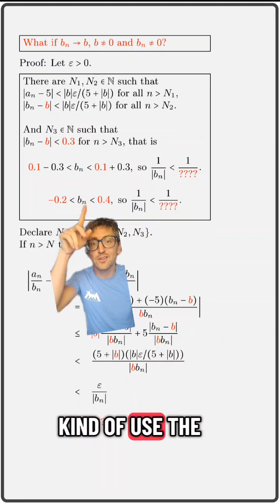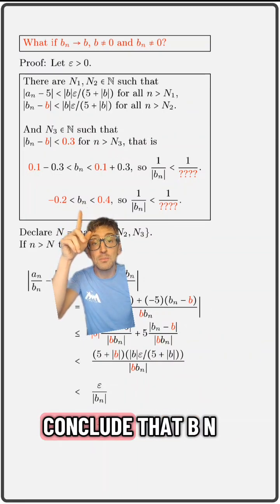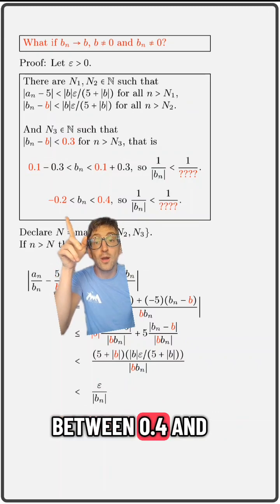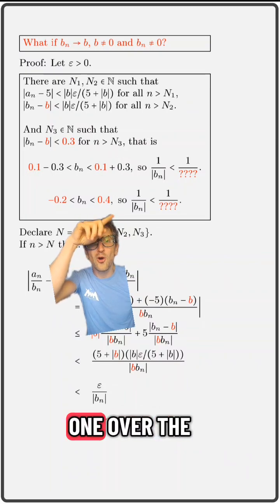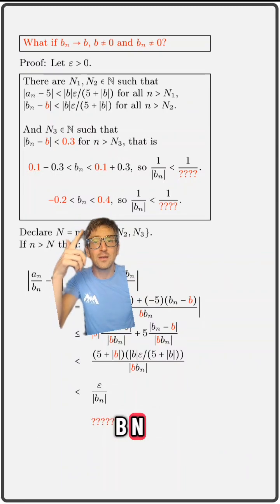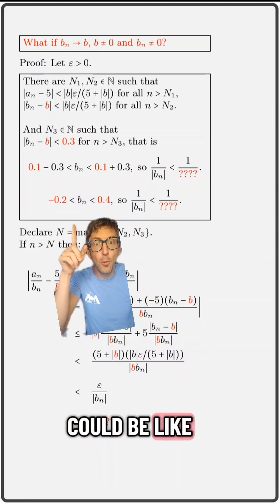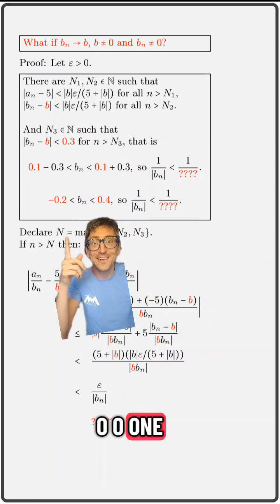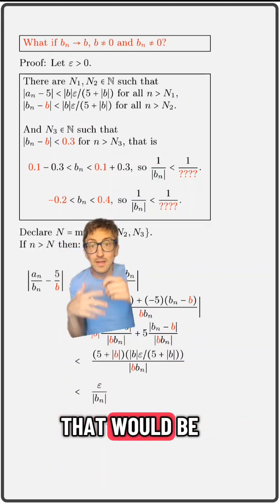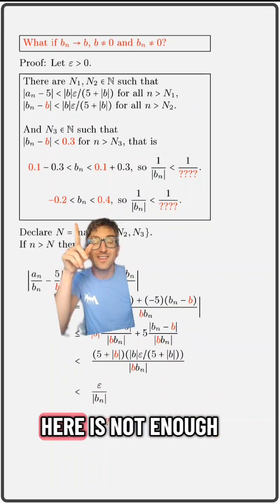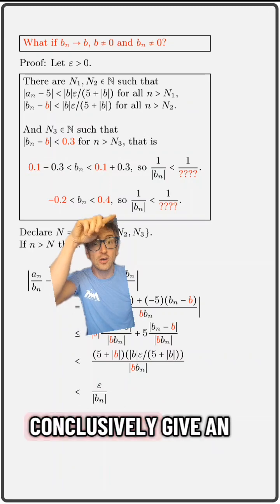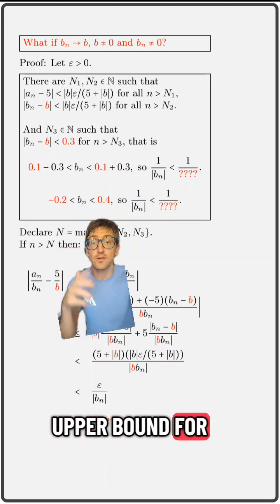We could use the facts that we know to conclude that bn has to be between 0.4 and negative 0.2. The problem is we need a bound on 1 over the absolute value of bn. And bn, for all we know, could be like 0.0000001. And then when we do 1 over it, that would be like a million or a billion. It could be arbitrarily large. So this data here is not enough for us to conclusively give an upper bound for this fraction here.